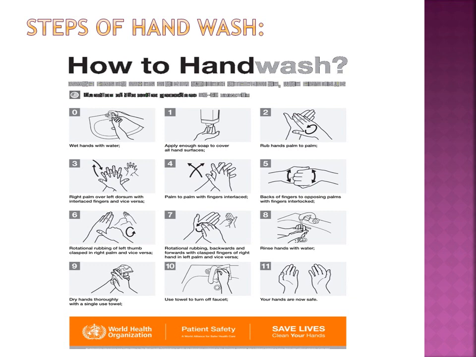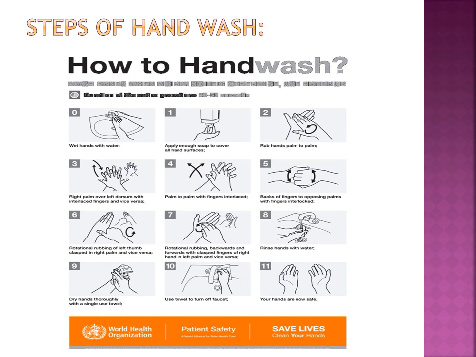Then in step 3, back of the palm, both the sides. Then step 4, between web spaces of the fingers. Then step 5, back of the fingers on the palms, both sides. Then thumb in rotational movement, both the sides. Then step 7, you have to scrub your nails on the palms, both sides. And this is for the hand rub.